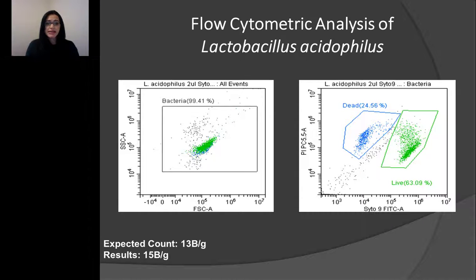For example, on this one, we have 15 billion per gram, and we were expecting 13 billion per gram. Usually in a plate count, we will obtain something around 13 billion. Sometimes we will get a little over, but not as much. So these results were great, and were in agreement with the plate results that we got.